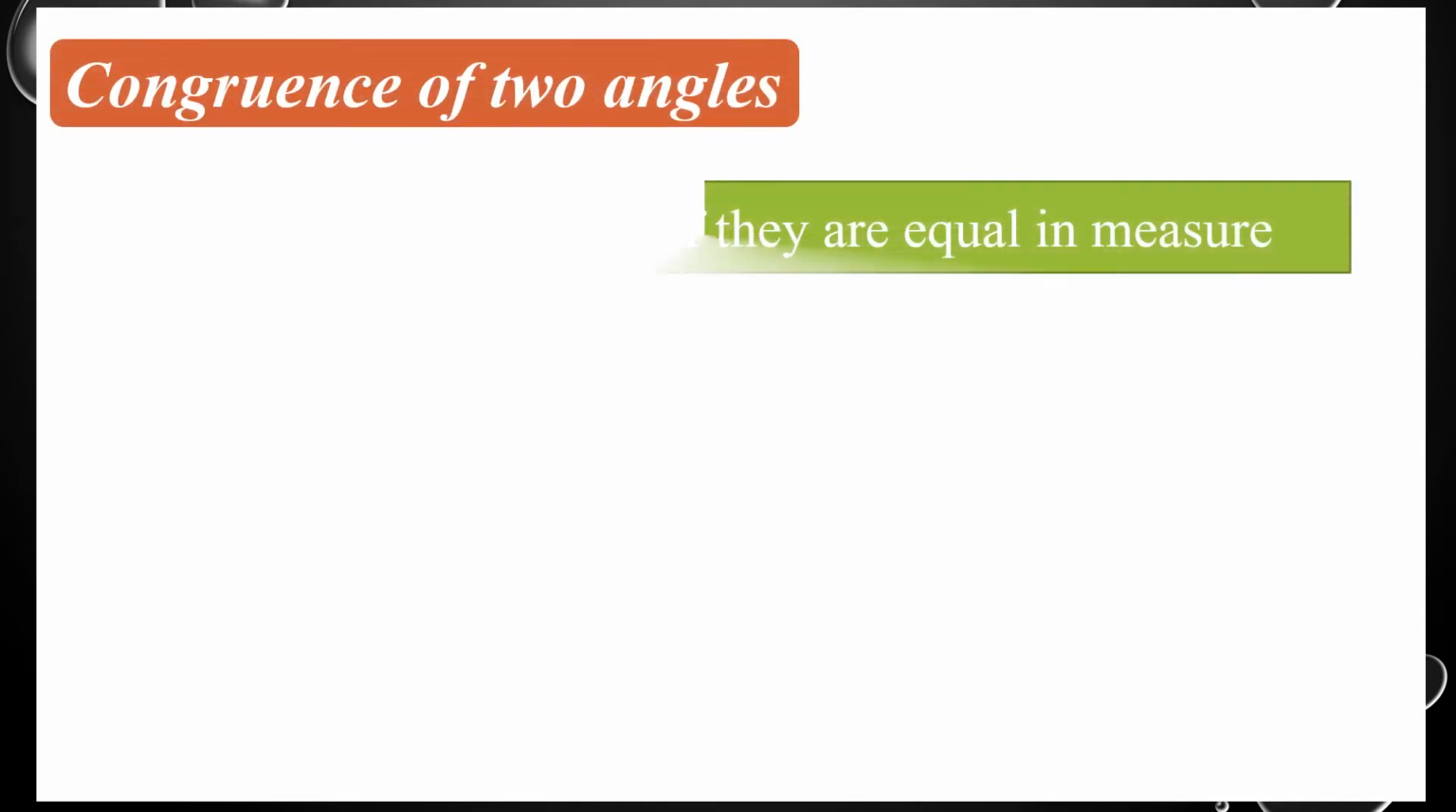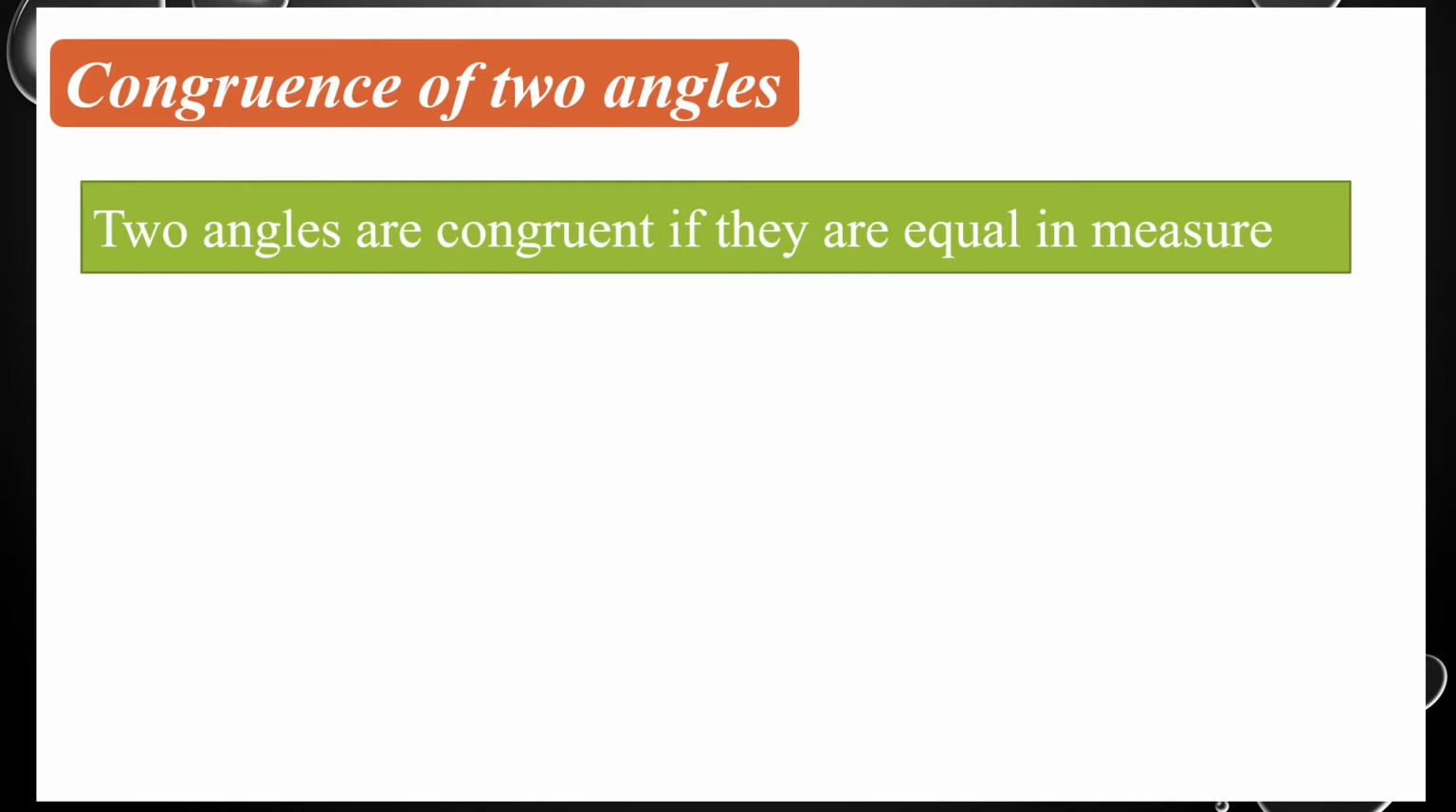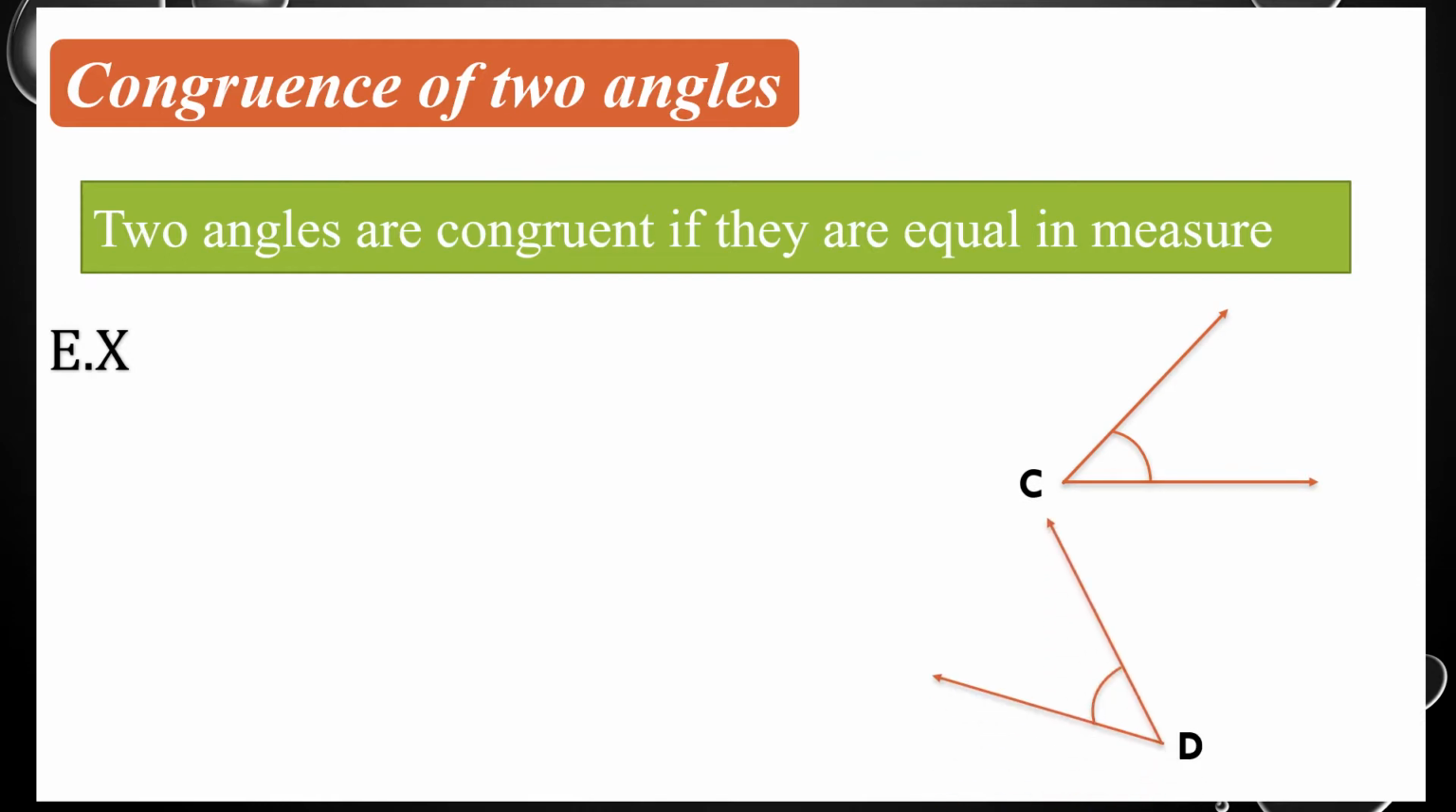Congruence of two angles. Two angles are congruent if they are equal in measure. For example, angle C and angle D. If the measure of angle C equals the measure of angle D, then angle C is congruent to angle D. If the measure of angle C equals 60 degrees, as an example, then the measure of angle D will be 60 degrees, because they are congruent. The two angles are congruent, so they are equal in measure.